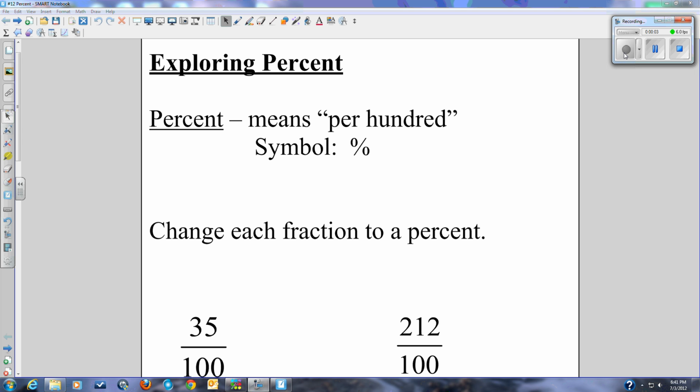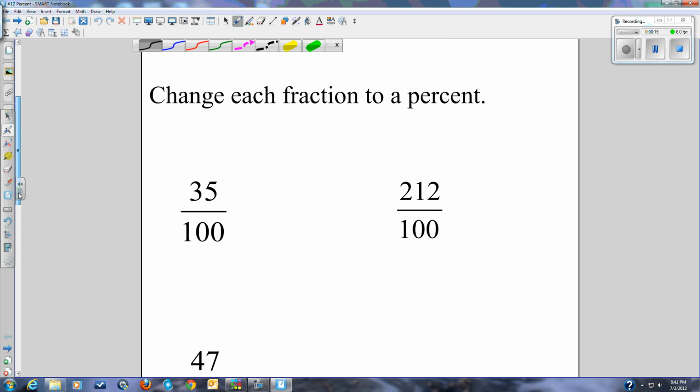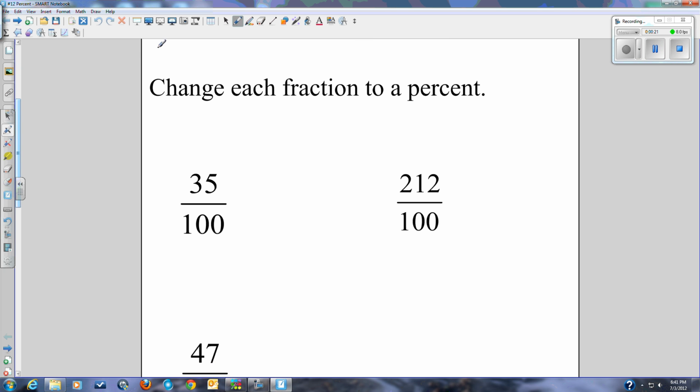Today's topic is exploring percent. Now the word percent means per hundred. And the symbol we use is as follows. Here is your percent sign. Now keep in mind that percent means per hundred. And let's say we want to change each of the following fractions to a percent.